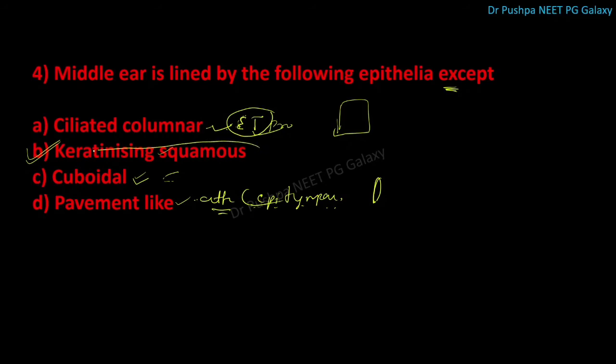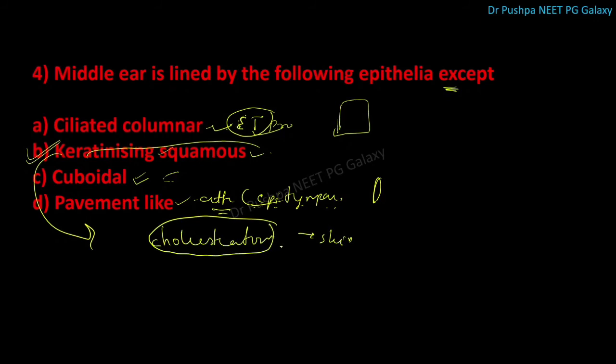Keratinizing epithelium is not seen in the middle ear. If at all it is present, it is called cholesteatoma. What is cholesteatoma? It is skin present in the wrong place. Usually this skin is not present in the middle ear, but if it is present, it is called cholesteatoma.